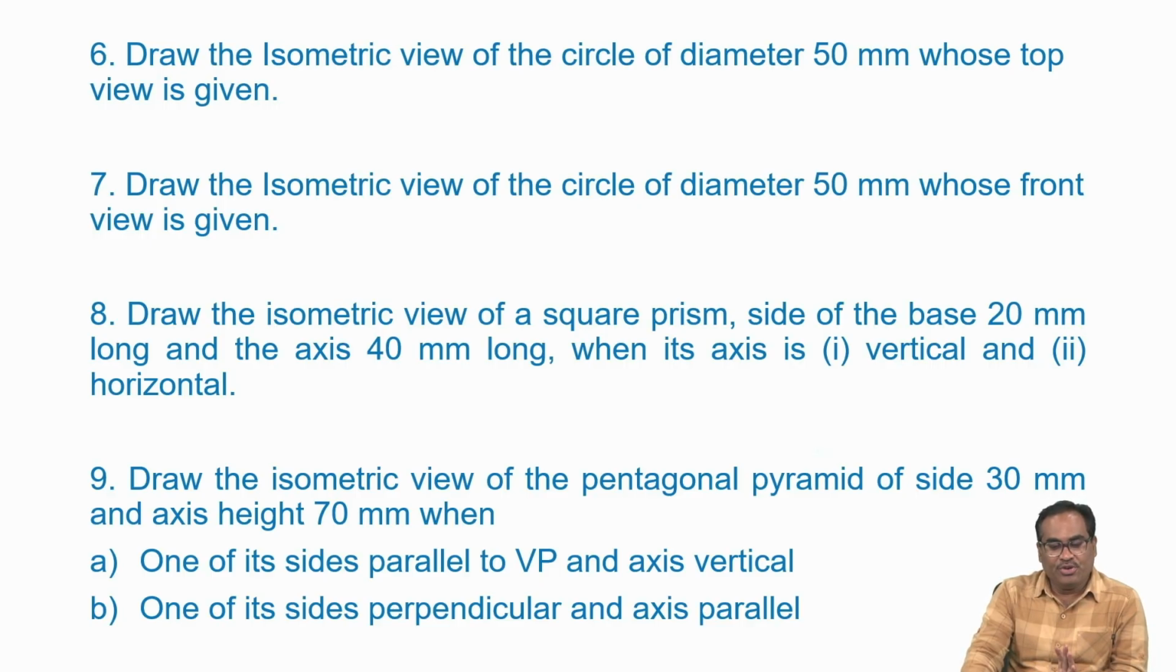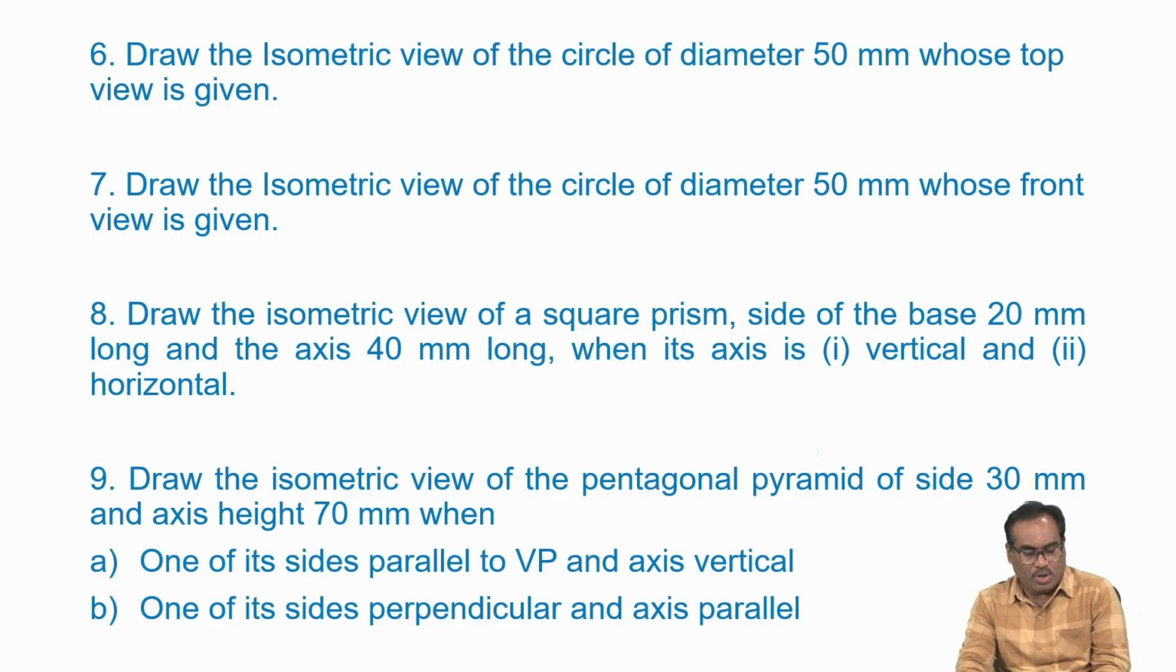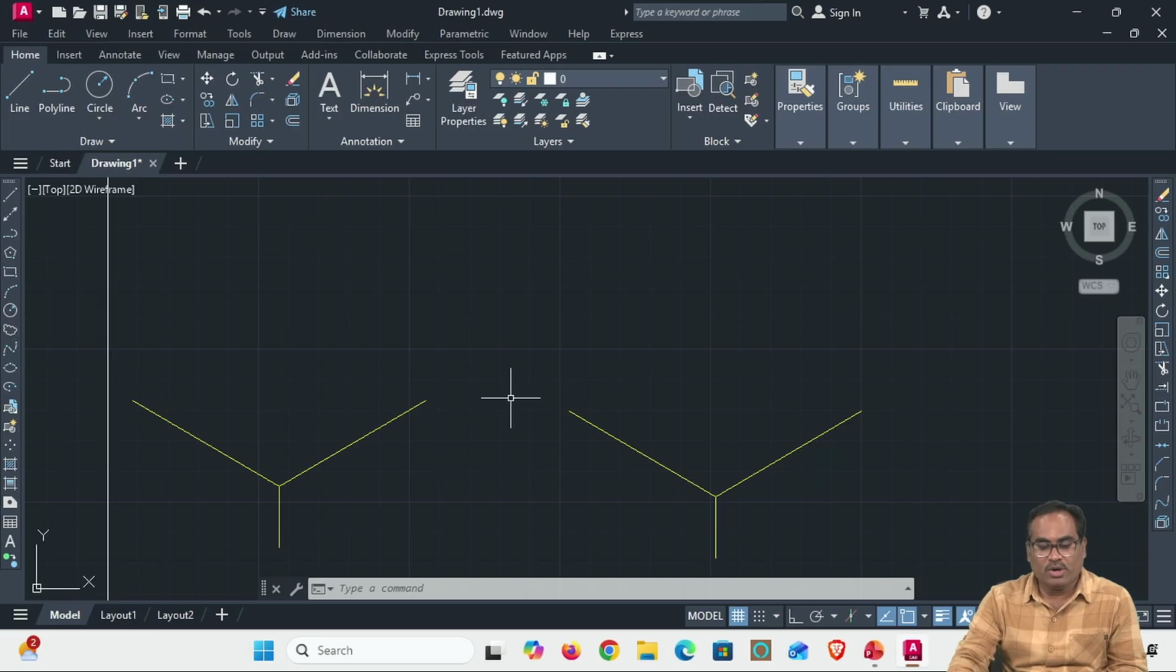Draw the isometric view of a square prism, side of the base 20 mm long and axis 40 mm long, when its axis is vertical and horizontal. Okay, so two cases are given. So clearly it is a square prism, each side 20 mm and height 40 mm. So in case 1 the axis is vertical and in case 2 it is horizontal. Okay, so then I'll go to the AutoCAD window. Yeah, coming to the AutoCAD window.